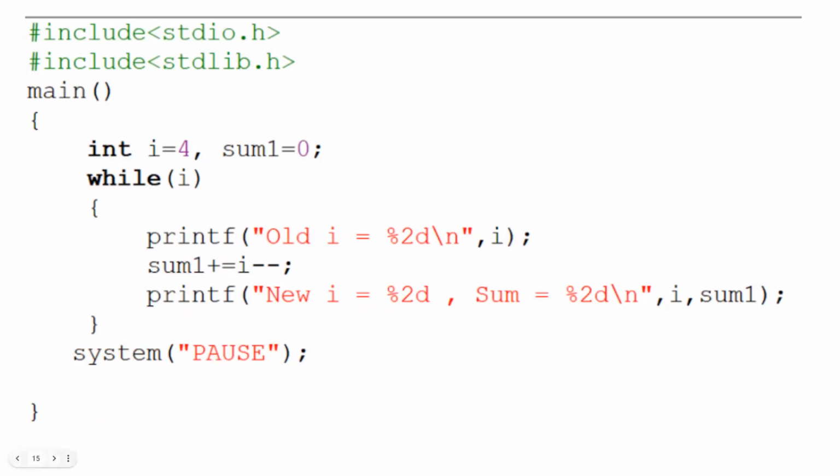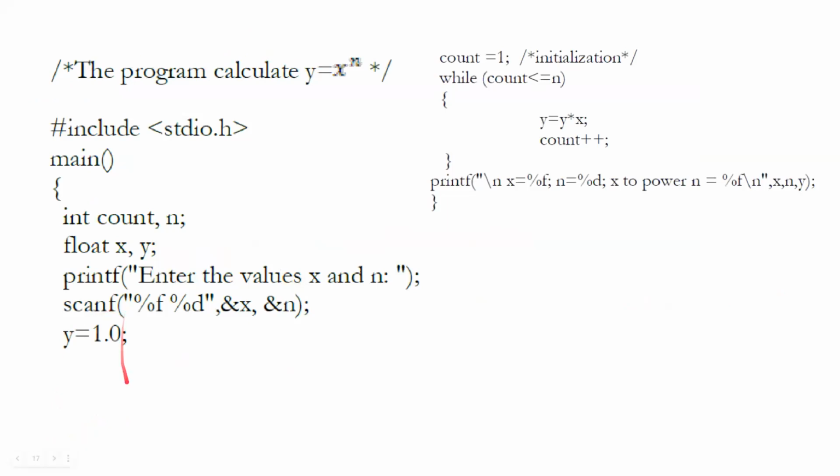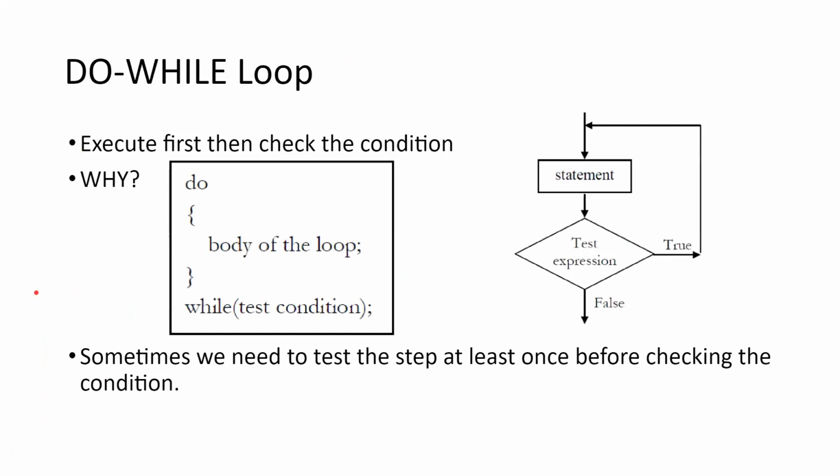Okay, so I think I already showed you this last time, because this one is i--, that's post decrement. We already talked about this last time. So this is to find x to the power of n. Let's say if you enter n equals 2, so x to the power of 2, and then how many counting it will be. All right. Any question on while loop? Okay, it's okay.